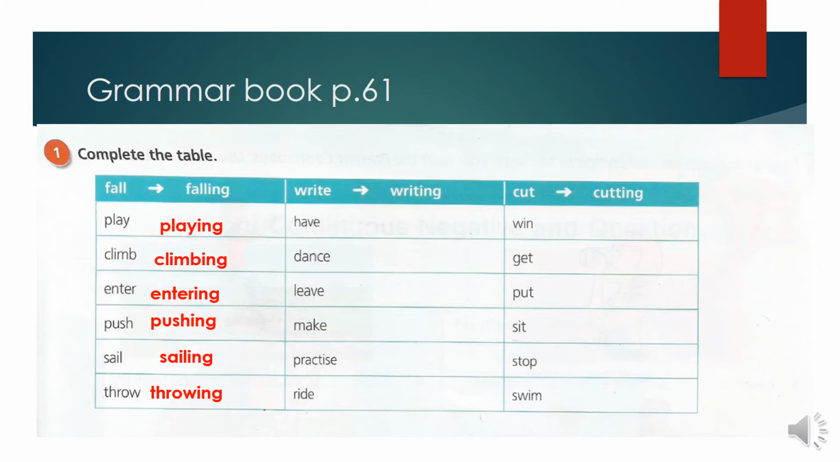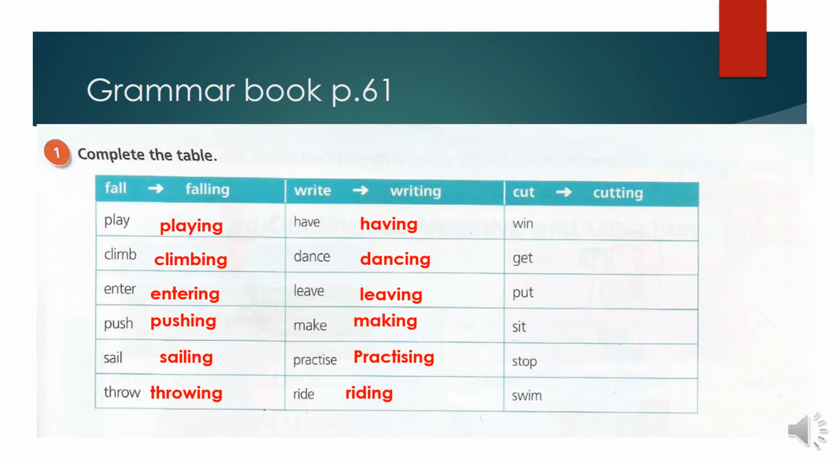Okay, right. Look at right. When I put ing to a verb that ends with e, I drop Mr. E and say goodbye Mr. E and put ing. So have, having. Dance, dancing. Leave, leaving. Make, making. Practice, practicing. Ride, riding.